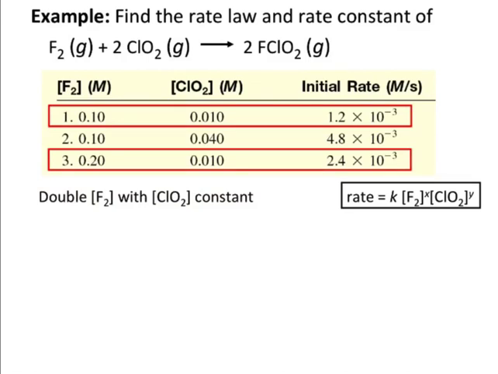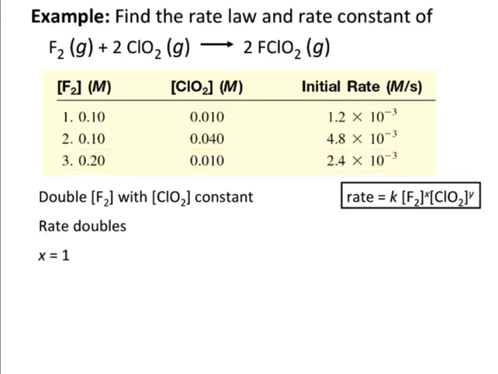And so, well, if we look at experiments 1 and 3, you double the fluorine concentration, and the ClO2 concentration is constant. Okay, so we doubled the fluorine. What happens to our rate? 12 to 24. We doubled our rate. So that means we are first order in fluorine, and x is equal to 1.